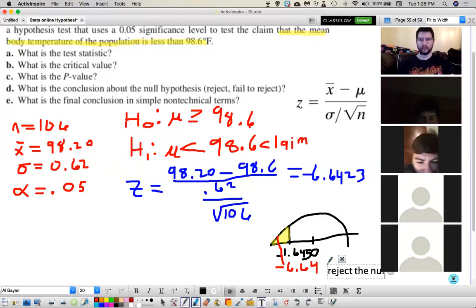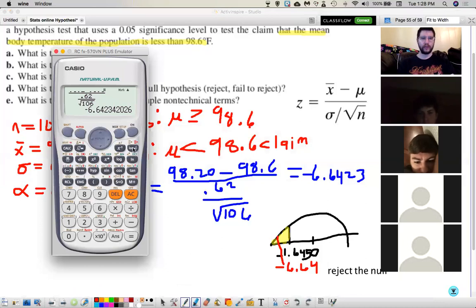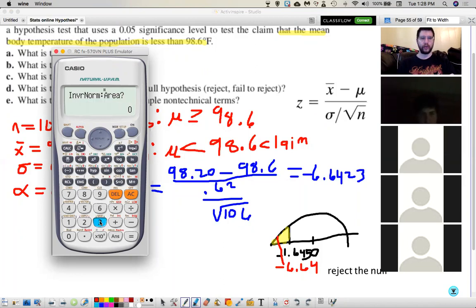Not nil, null. Okay. If you wanted to get the critical value on the calculator, either one, you just do an inverse norm. So we're going to go to mode, down, 3, 3, type in our alpha value. And that gives us negative 1.645. The left tail, so we keep the negative.